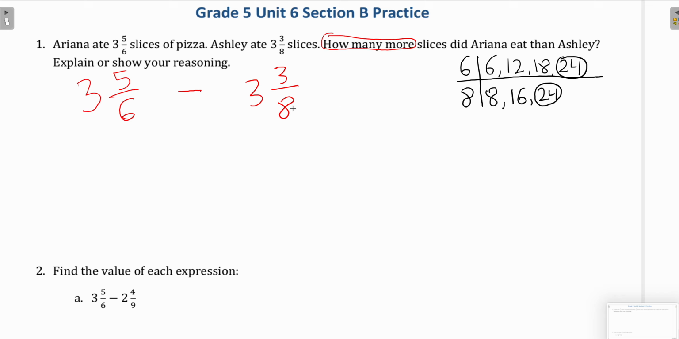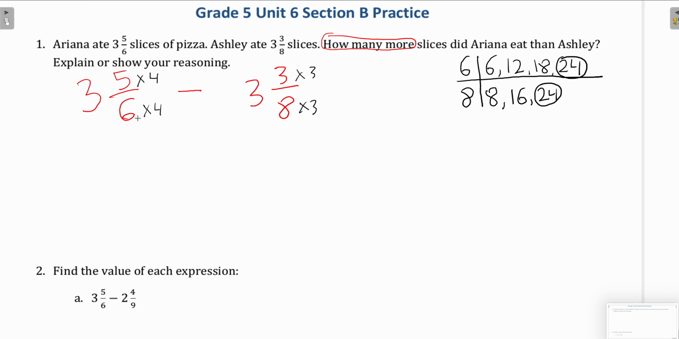So let's go ahead. So we know that 6 times 4 is 24, and we know that 8 times 3 is 24. So we want this denominator to be 24. So this is going to be 6 times 4. We're just creating equivalent fractions with this denominator. Whatever we do to the bottom, we have to do to the top. Okay, now this one, we know 8 times 3 is 24, so this is going to be 8 times 3. Whatever we do to the denominator, we have to do to the numerator.